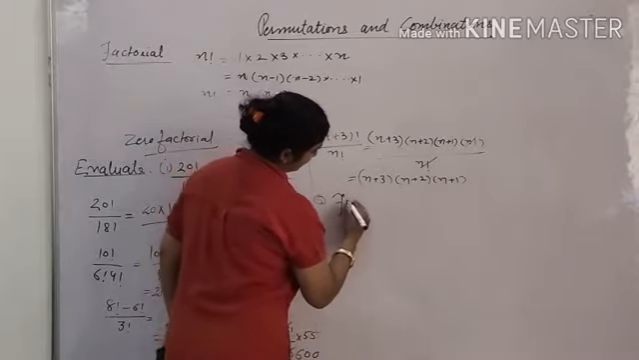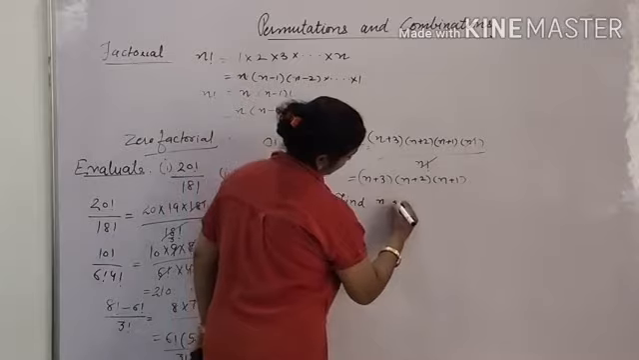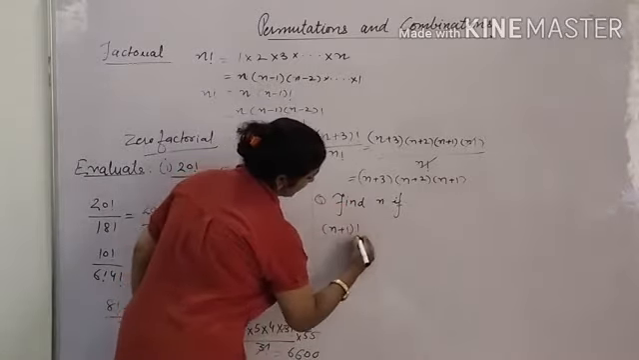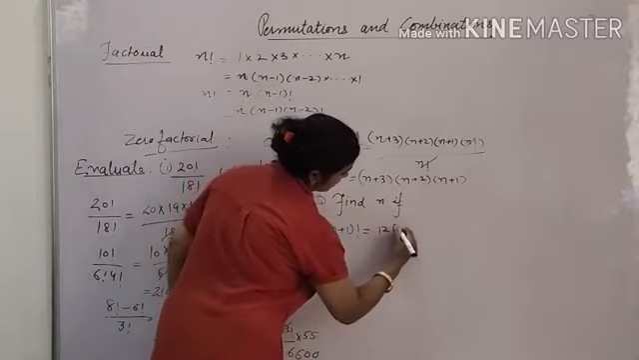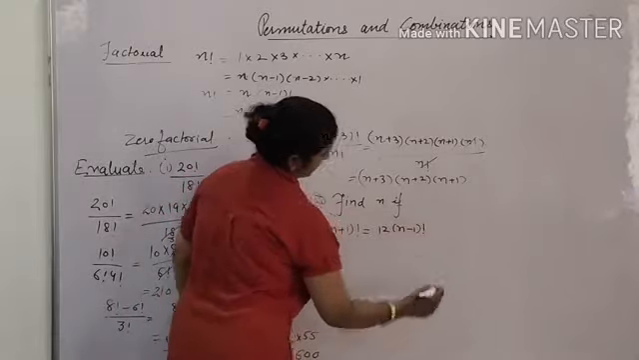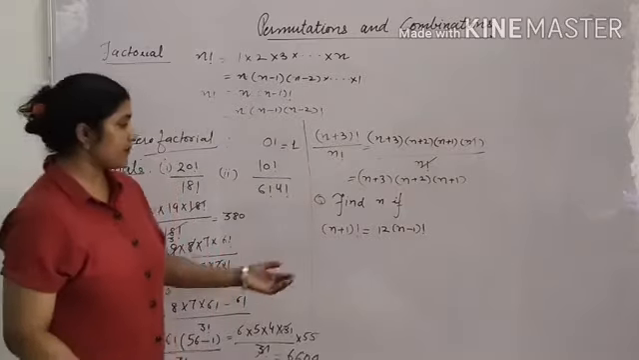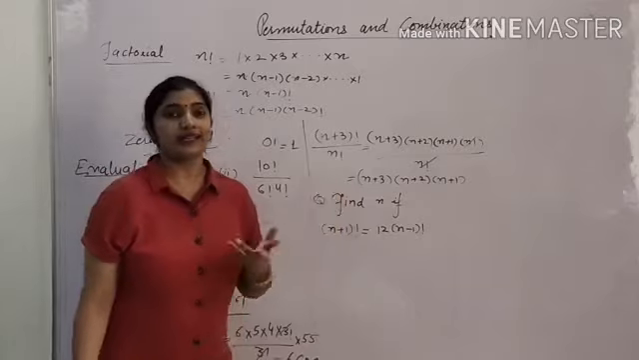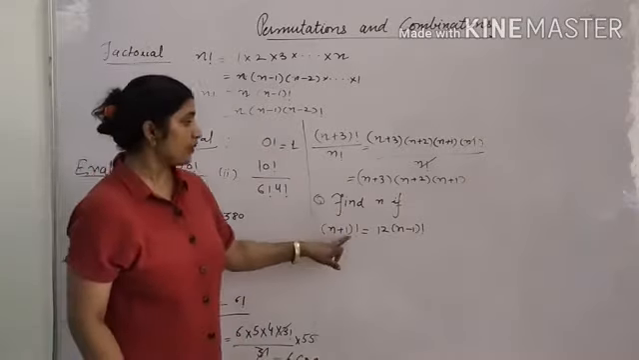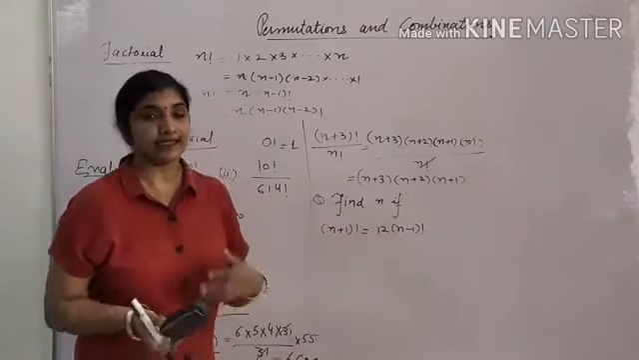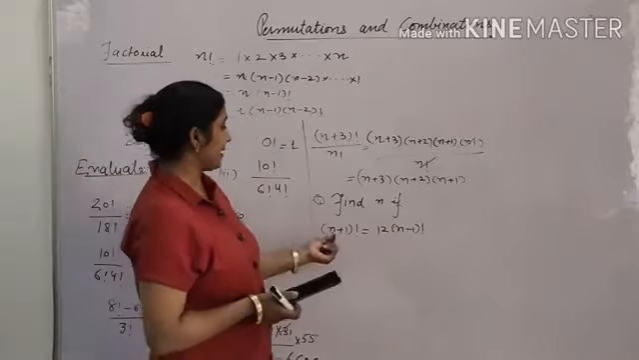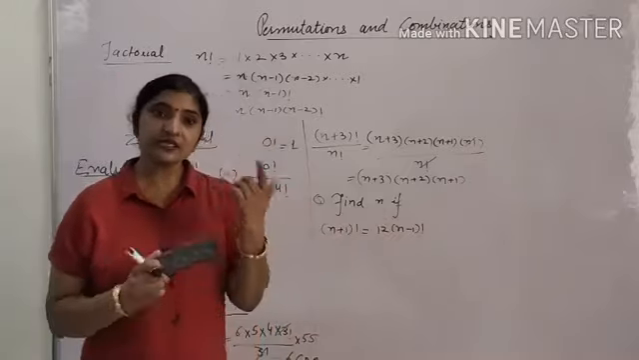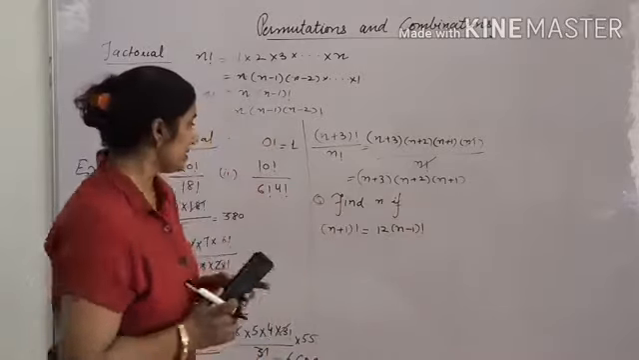Find n if n plus 1 factorial is 12 into n minus 1 factorial. Okay. This type of problems come in the examination so that you have to find that natural number. One condition is given to you. So how do we do? We know that again n is a natural number and clearly n plus 1 is bigger than n minus 1. So what we do? We reduce the bigger factor to the smaller.